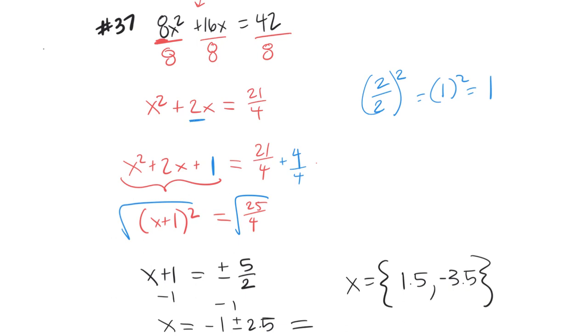So really, the only thing that's different if you have a coefficient on a is that you're going to start by dividing both sides by a.